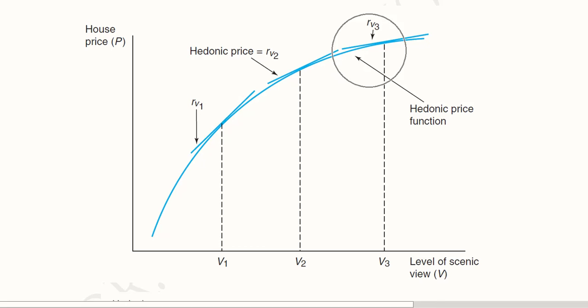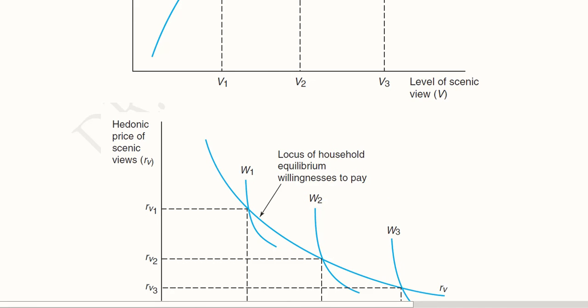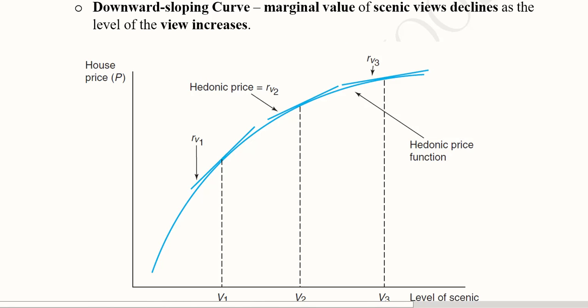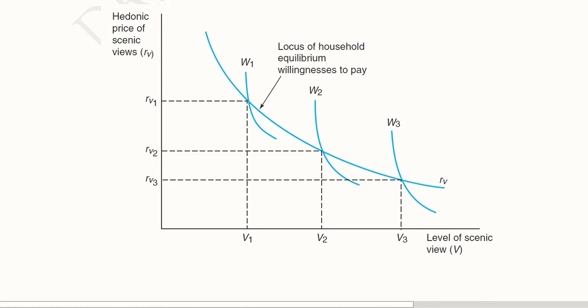Now these slopes are borrowed and plotted on the other panel of the graph. The level of the scenic view is the same, and now we have the hedonic price of the scenic views. So this is the representation of those slopes. This is RV. This is the curve that shows the slope of the hedonic price function with respect to the scenic views. As we saw that it had a declining trend, the rate of change was decreasing from left to right. Here you can see this rate of change is decreasing from left to right.